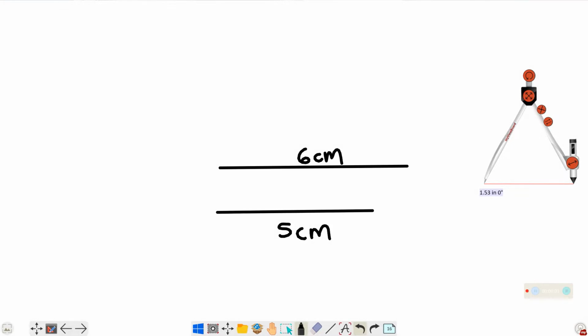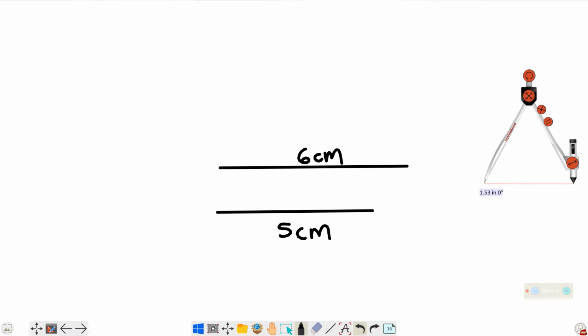In number 2, it says draw triangles under the conditions described. A triangle has a side length of 5 centimeters and 6 centimeters. Draw 2 non-identical triangles that satisfy these conditions and explain why your triangles are not identical.